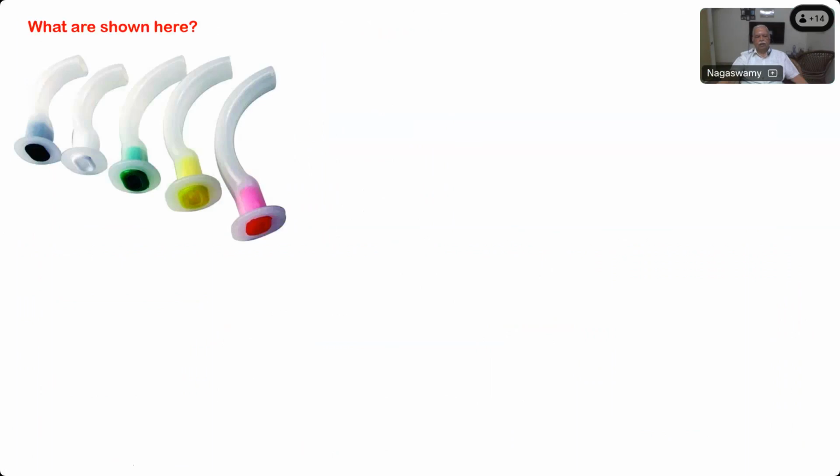So what is shown here? Guedel's oropharyngeal airways of various sizes, color coded. Whenever the color is given, please mention that also in the OSCE exam answer. It is a color coded oropharyngeal airway, originally designed by Guedel.